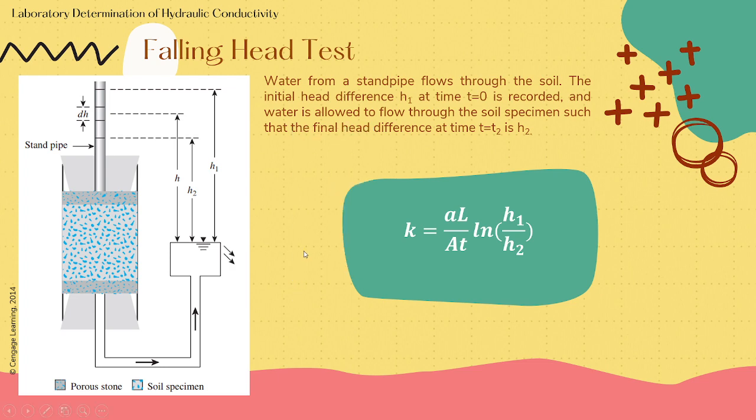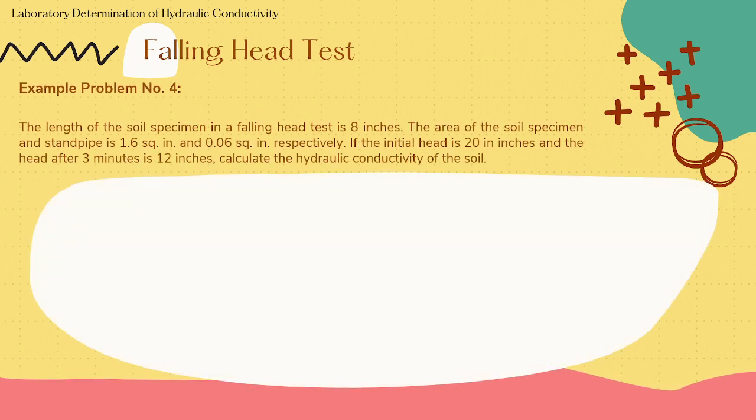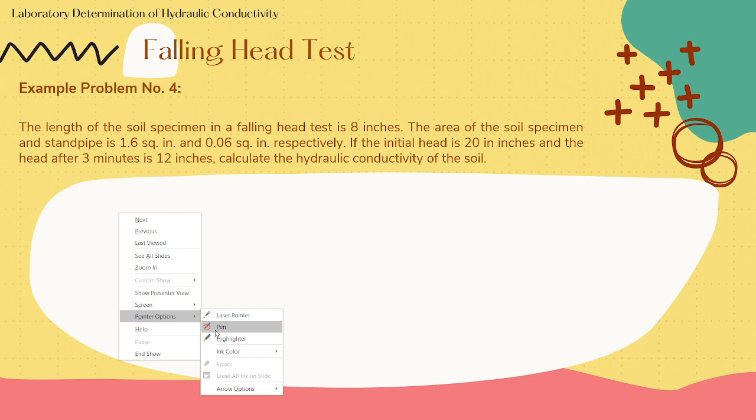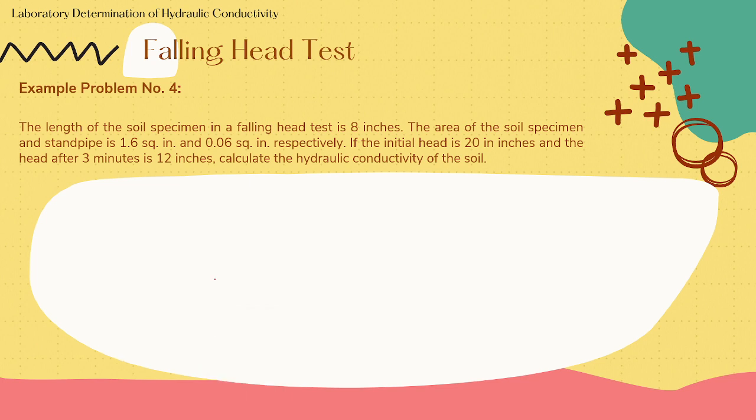So let's have an example problem. The length of a soil specimen in the falling head test is 8 inches. The areas of the soil specimen and standpipe are 1.6 and 0.06 square inches respectively. If the initial head is 20 inches and the head after 3 minutes is 12 inches, calculate the hydraulic conductivity of the soil.